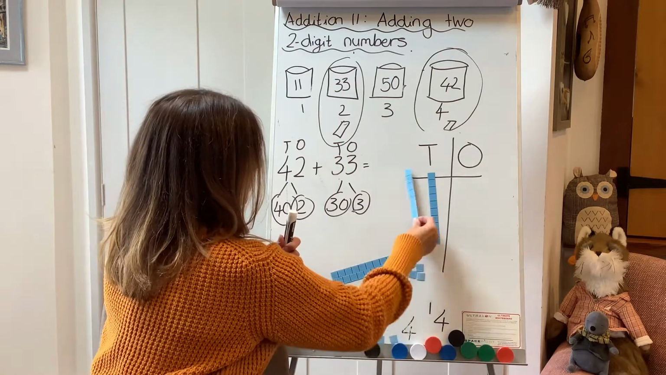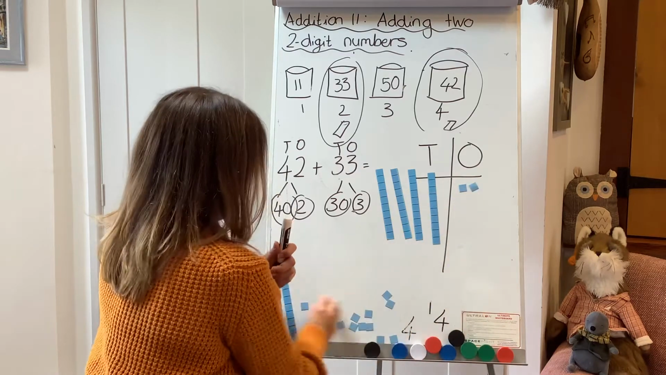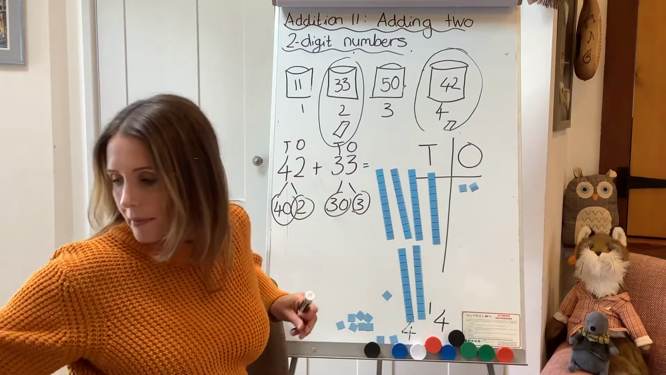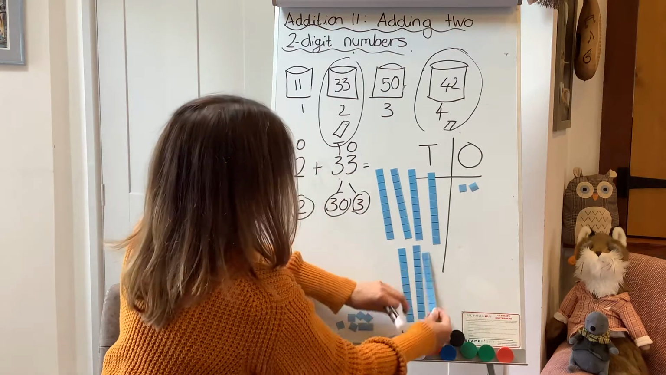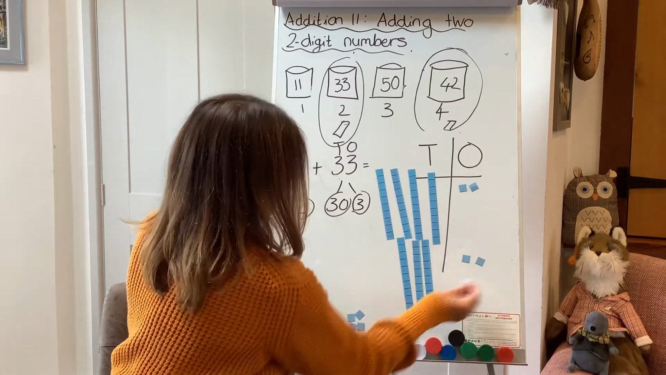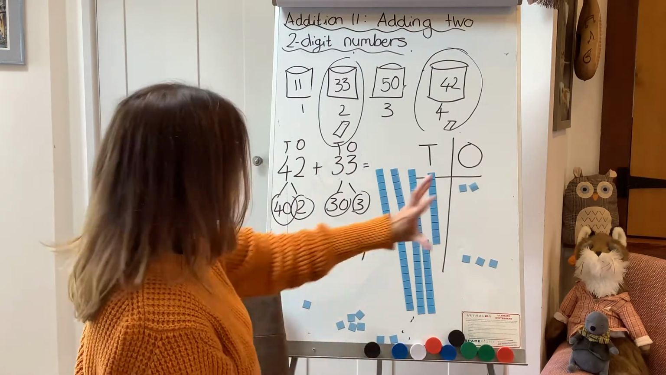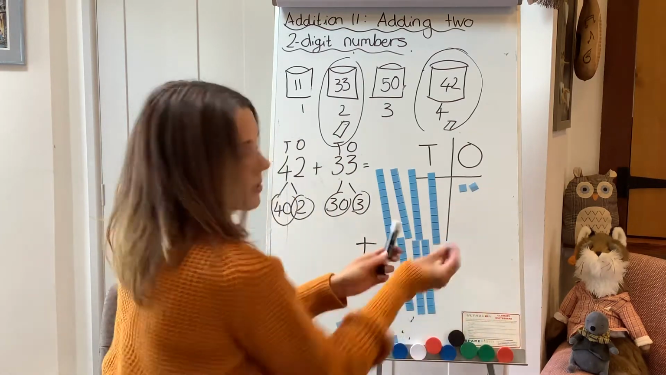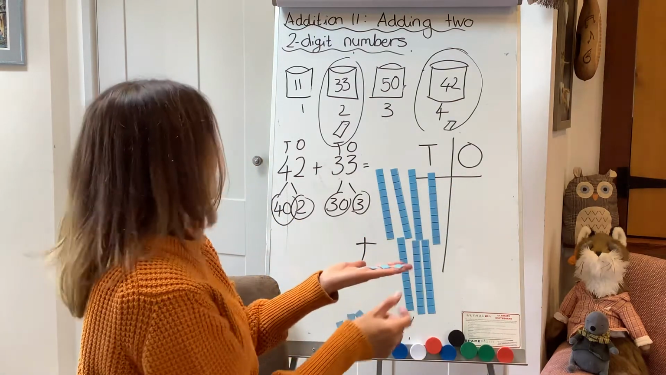So you've got 40 and 2, and we've got 30 and 3. Okay, and what you need to do is physically get hold of them. So how many 1s have we got? We have got 3 1s and we've got 2 1s. All together we've got 5 1s.